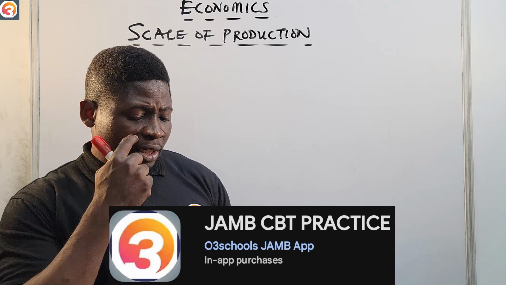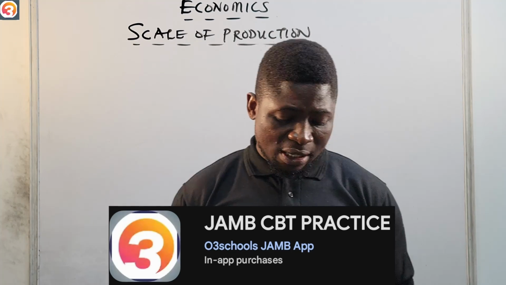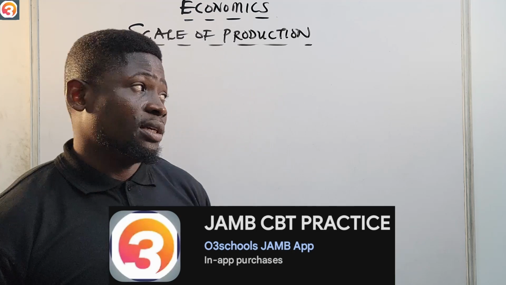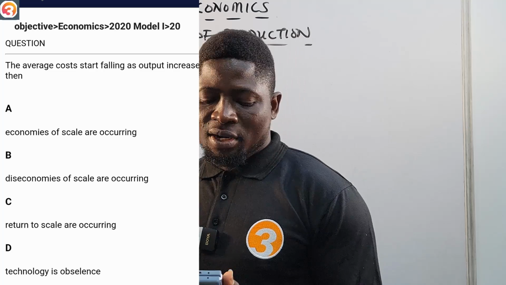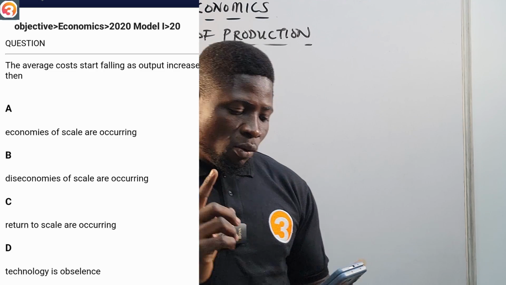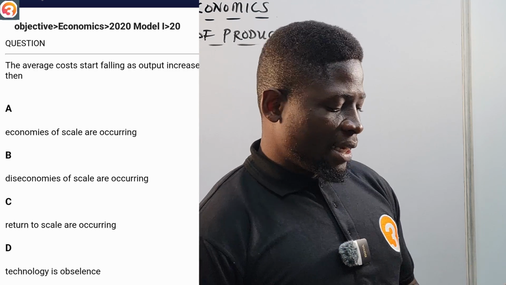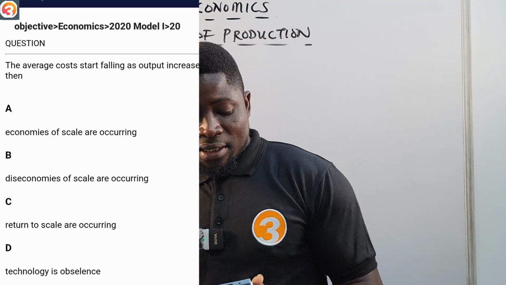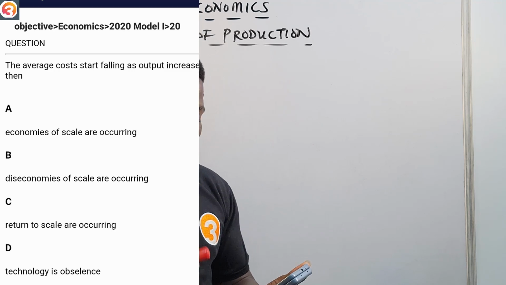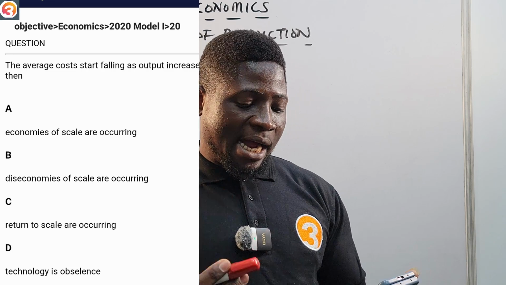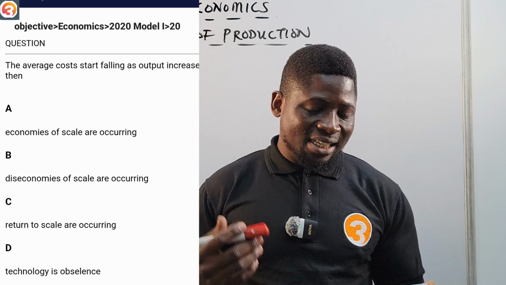All right, so let us see a question from the O3 Schools app. This is a 2020 question number 20, pertaining to the scale of production. It said that when average cost starts falling as output increases, then A says economies of scale are occurring, B says diseconomies of scale are occurring, C says returns to scale are occurring, D says technology is obsolescence.